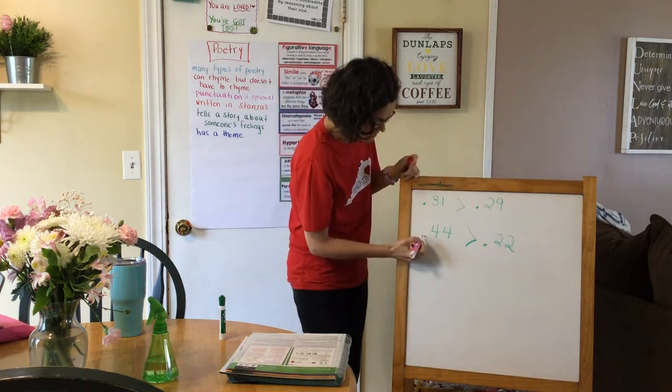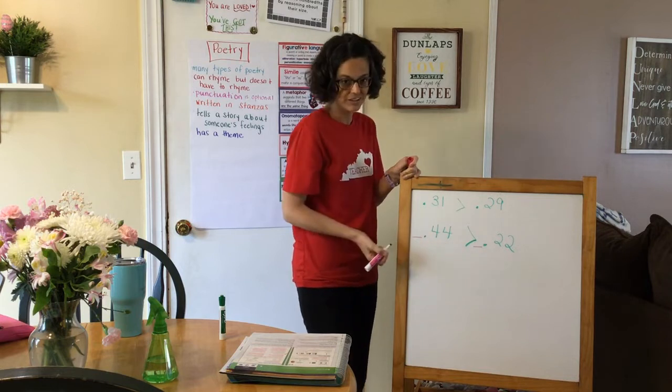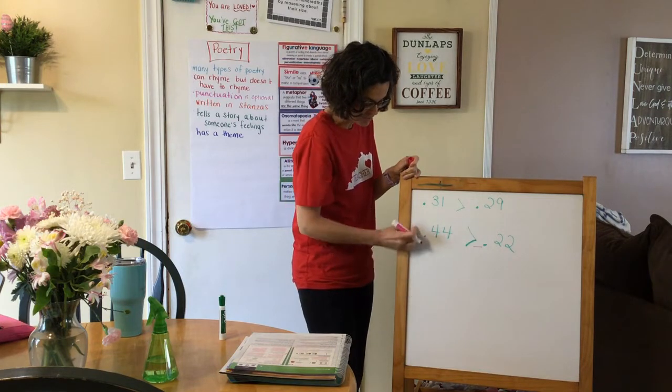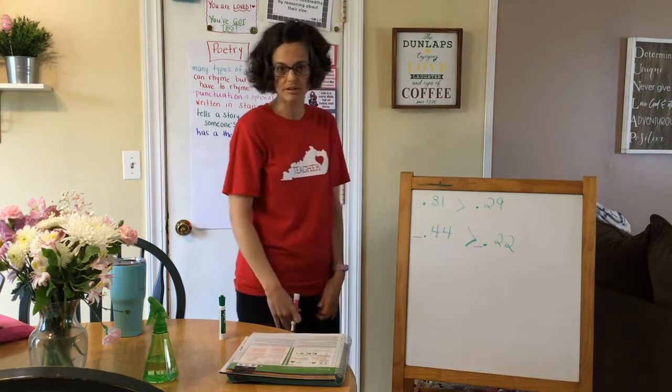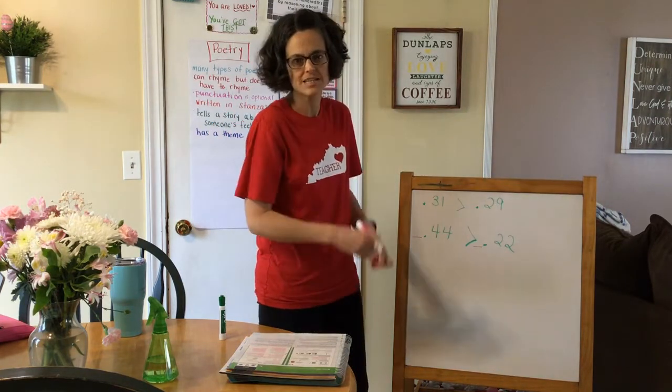So what you're going to do is take a look at your whole numbers. If your whole numbers are the same, well, then you're going to have to keep going. If they're different, if this was 5 and this was 7, boom, you're done. You know 7 wholes is more than 5 wholes. That one would be bigger. It wouldn't matter what the decimals are.